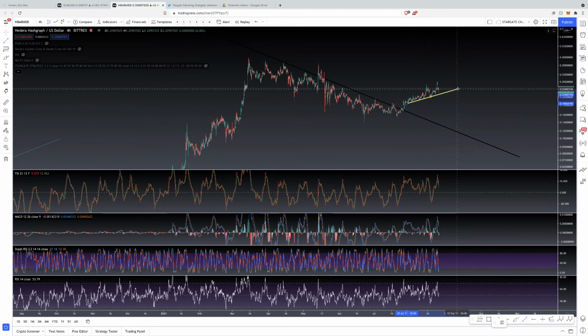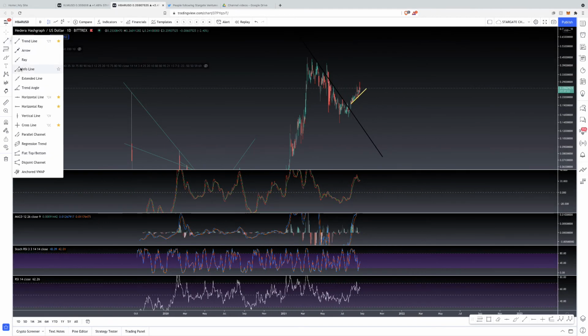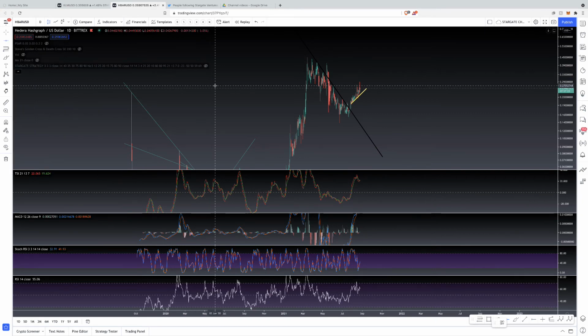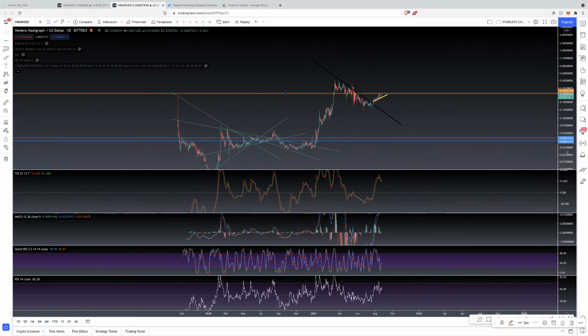HBAR is holding up well, this trend line. It's coming up to this previous resistance zone. I mean support zone, now resistance. Needs to break through. So we need to see Hedera Hashgraph break through the 27-cent area, and then it'll head higher. You can even do the trend line right here. And we don't want to see it break through here.